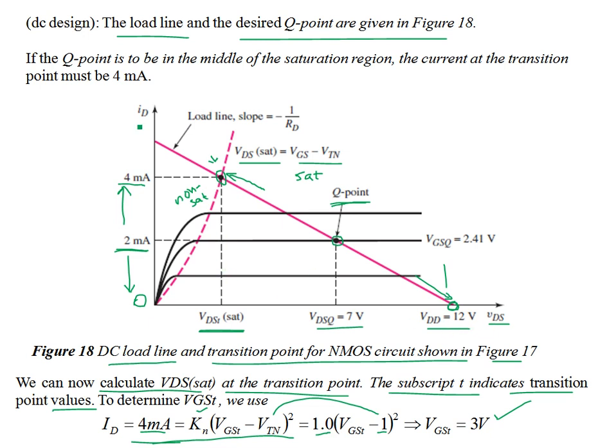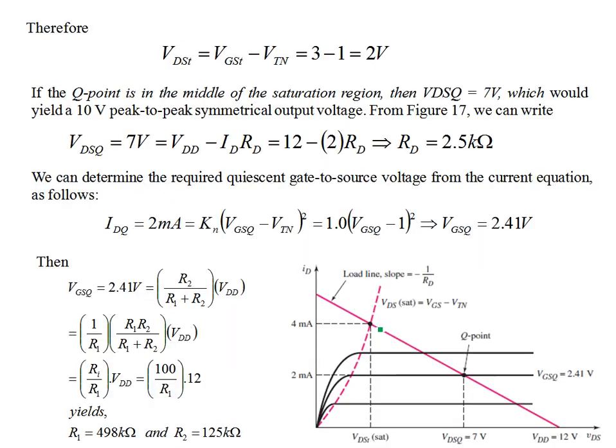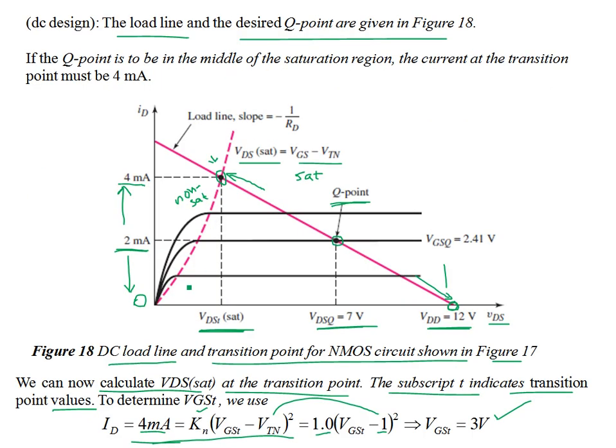So what I was saying is that if you have VGST, then you can have the corresponding VDST. If you have this point, then you have this point, and it's easy to find VDSQ, which is in the middle of these 2 points. So how do you find this? VDST is the saturation point, given as the overdrive voltage by definition. VDS sat is VGST minus VTN, so 3 volts minus 1 volt is 2 volts.